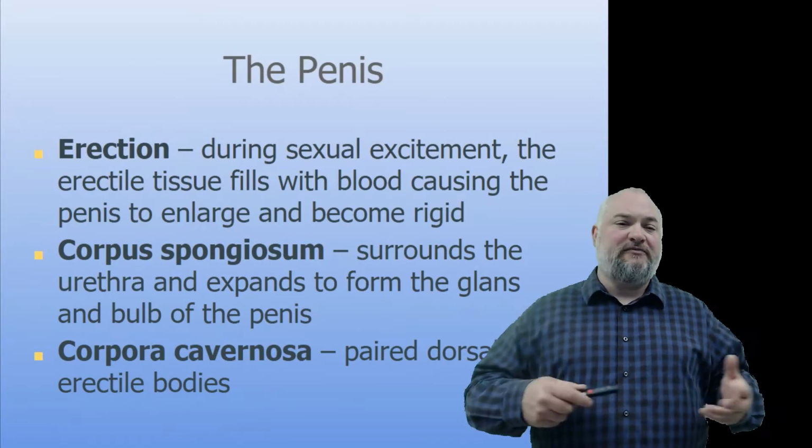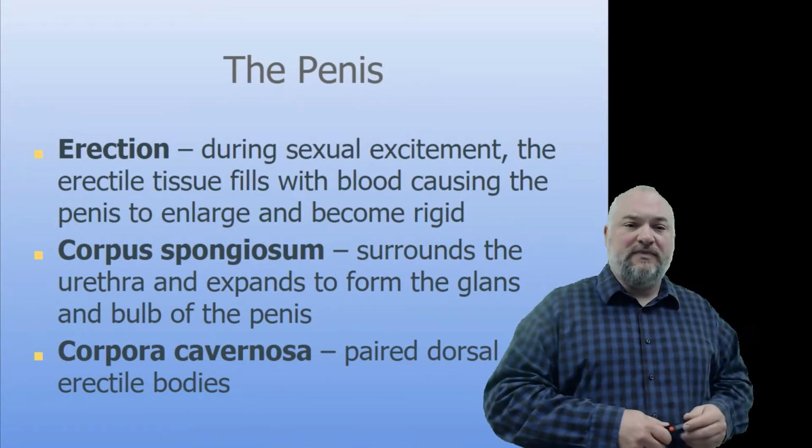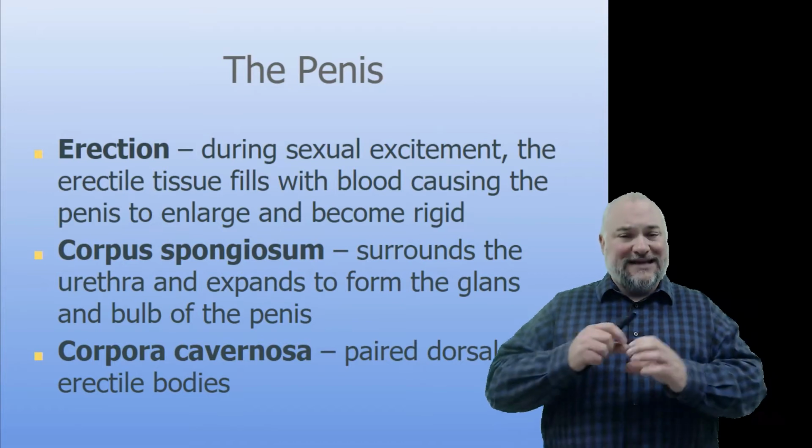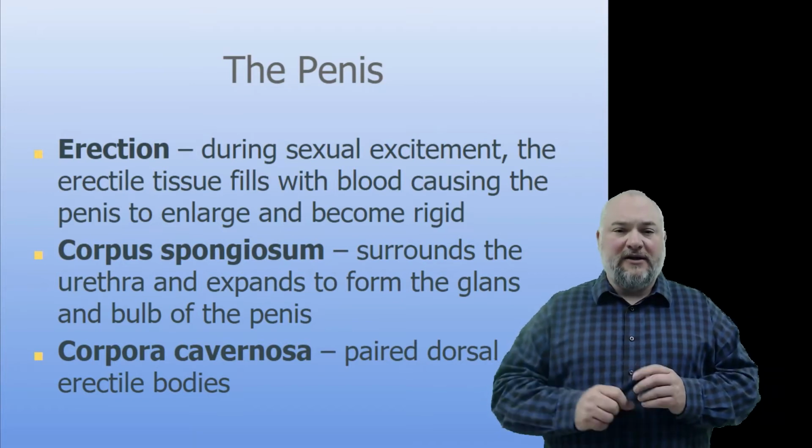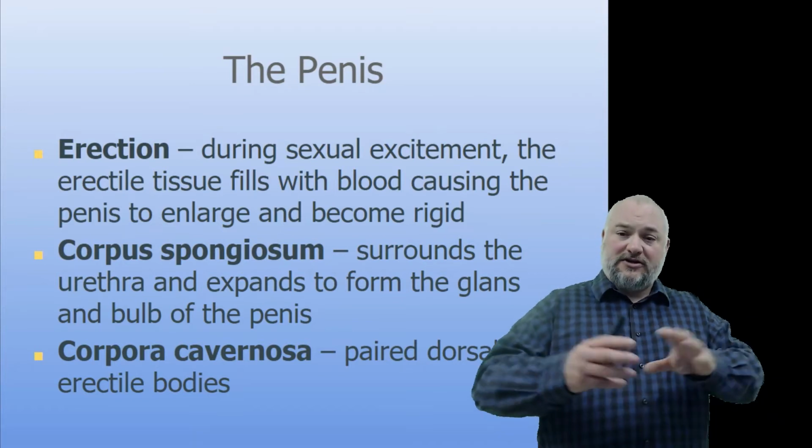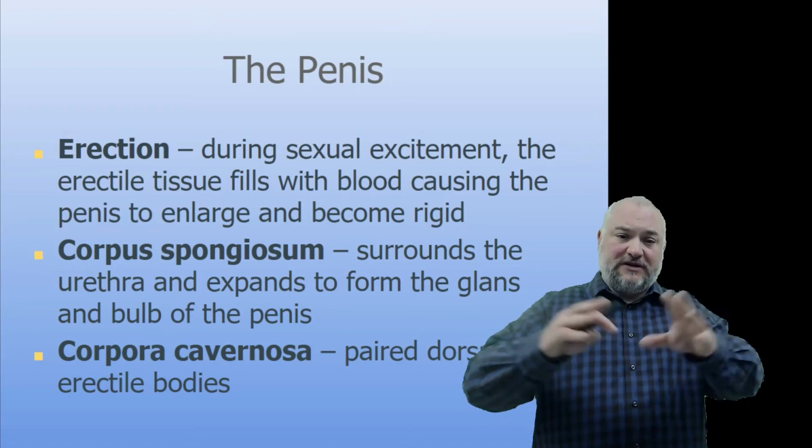Those two types of bodies, we have the corpus spongiosum, which surrounds the urethra. It's like a cylinder with the urethra running down the middle. And at the end, it'll expand, and it actually forms the head of the penis, or the glans penis.